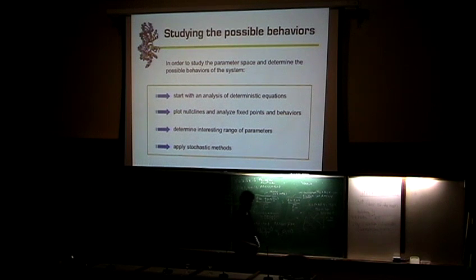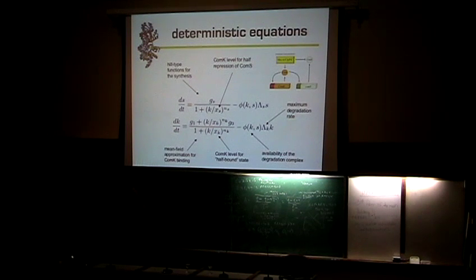So we're gonna use the stuff that we talked about yesterday in the system now. We're gonna first write down the deterministic equations and plot those nullclines and see what kind of fixed points we get, and we're gonna see what kind of parameters are useful, and then later on we're gonna see what role noise plays in the system with the stochastic method. So these are the deterministic equations.